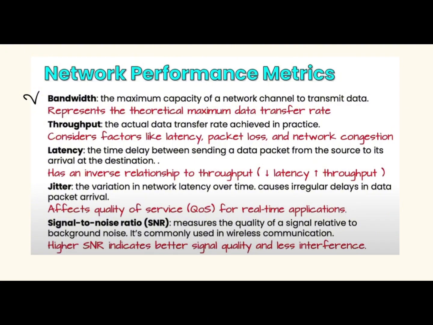So think of it like a highway width. More lanes mean more cars. So cars, we can say data, can go through. If there is a highway and that highway has multiple lanes, more cars can go through it. So that is bandwidth.